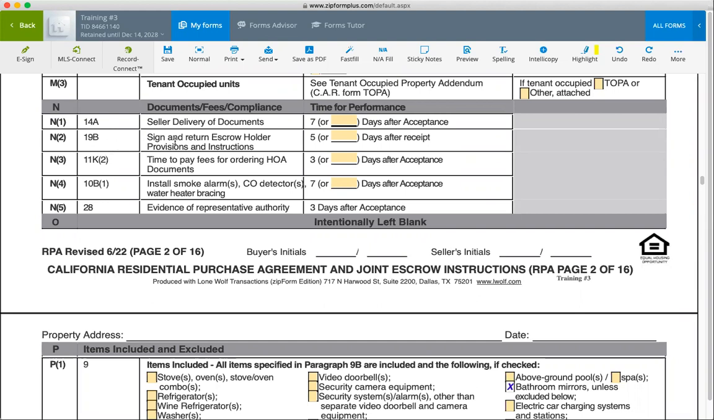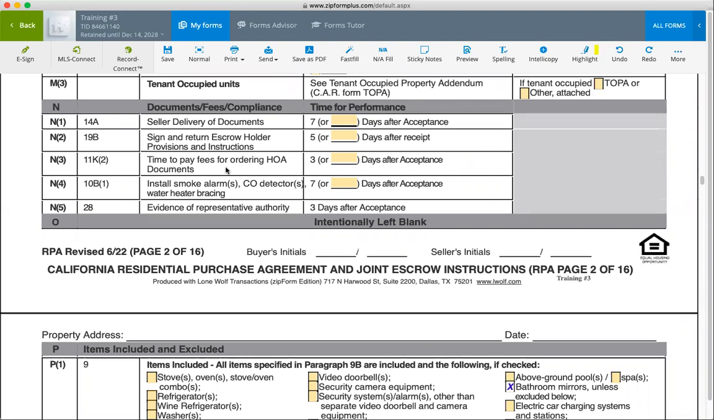N2 deals with the sign and return, the escrow holder provisions and instructions. So this RPA contains language in paragraph 19B, which gives the escrow holder instructions. So basically the RPA becomes the base escrow instructions. And the seller has 5 days to deliver that. The seller has 3 days to order the HOA docs and pay for any fees therefor.